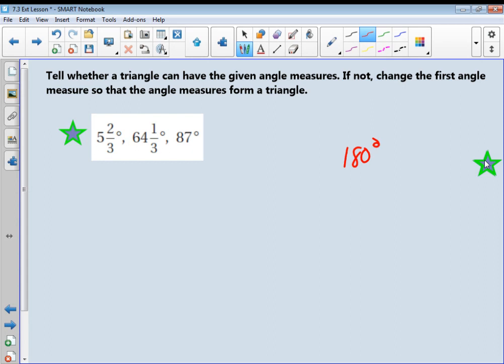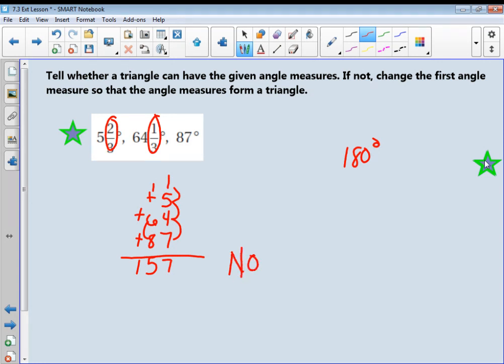So I'm going to start with adding these together just because I can see right away that those together equal 1. Okay, so I know I have a 1 with those. Then I have plus 5 plus 64 plus 87. If you have a calculator, you can add those on a calculator. I don't have my calculator pulled up where you'll be able to see it on my screen right now, so I'm going to add these longhand. Yes, you may use your calculator. So 6 plus 4 more is 10, 17, carry the 1, 14 plus 1 is 15. I get 157 here. Does that equal 180 degrees? No. So this does not form a triangle.